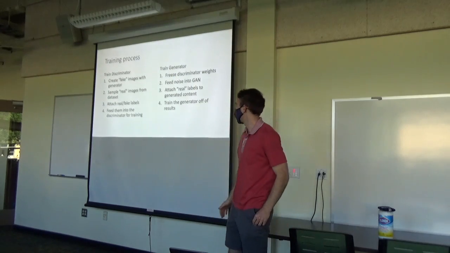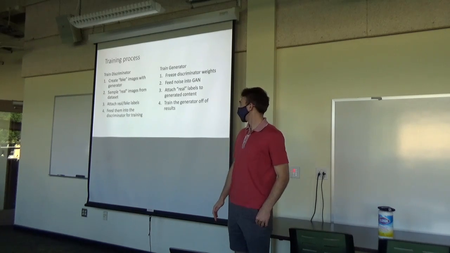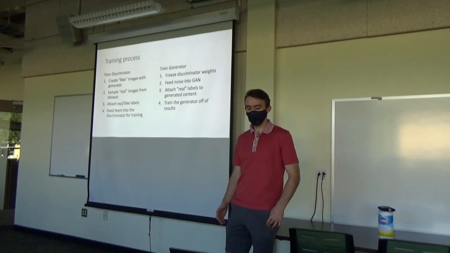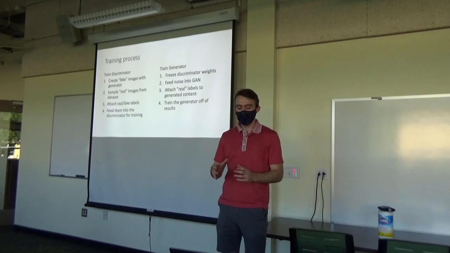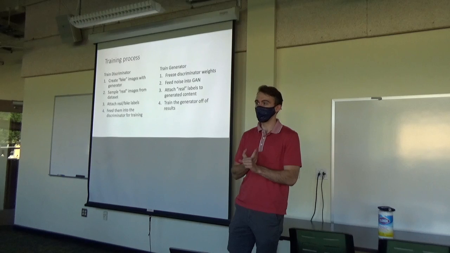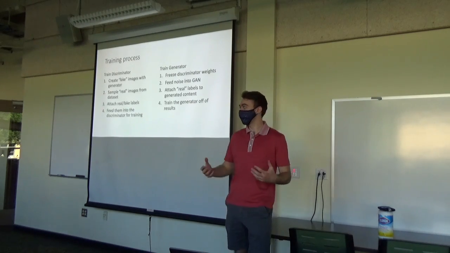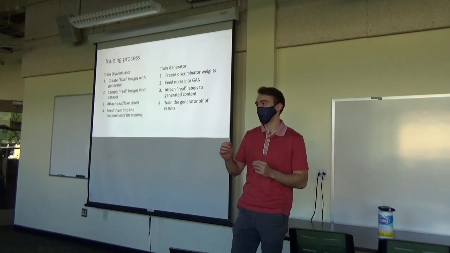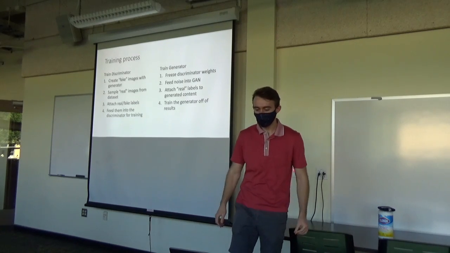All right, so we're going to step through the training process one more time. To train the discriminator, we create a fake image with the generator, mix it together with samples of the real images from our data set, and attach real and fake labels. In our case, it's going to be ones for real and zeros for fake. We feed them into the discriminator for training. The discriminator uses binary cross entropy to compute the loss and do the backpropagation.